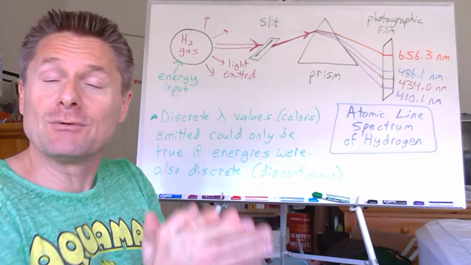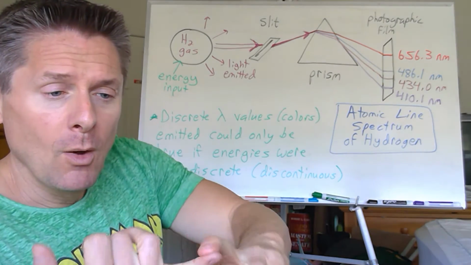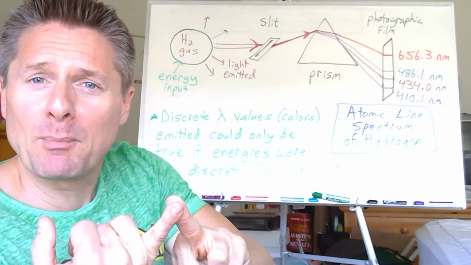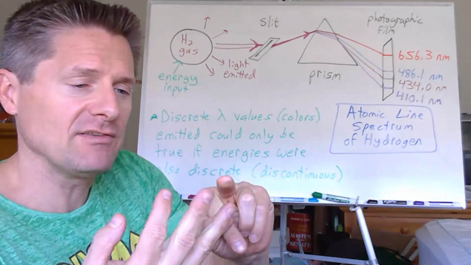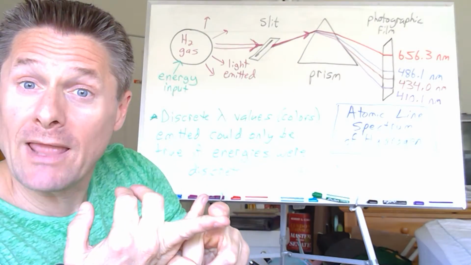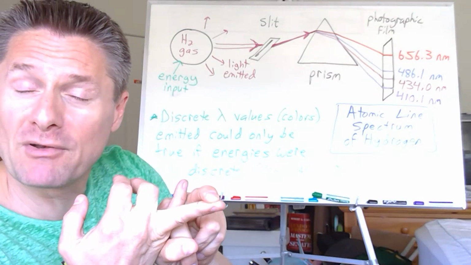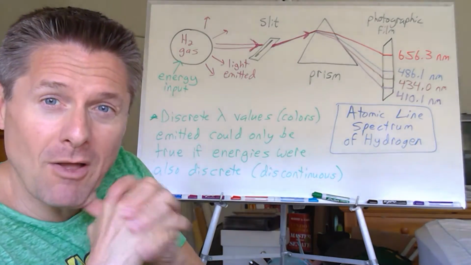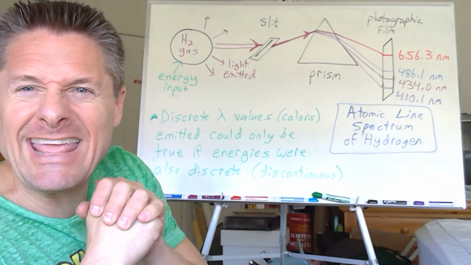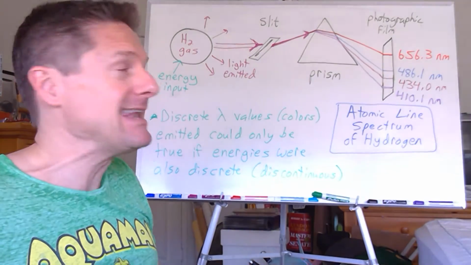All right. So now we've got 1900, Max Planck proposing the quanta concept and discrete energy values, quantized energies. We've got Einstein, right, proposing the photon concept, the particulate nature of light. So now Niels Bohr can come along and explain this atomic line spectra, and he nailed it.